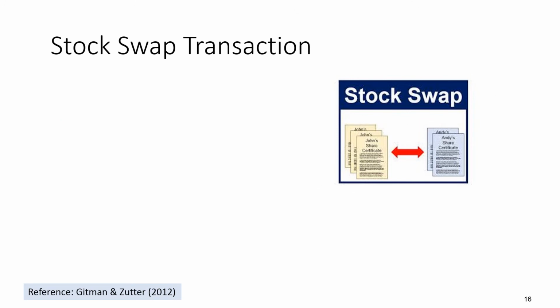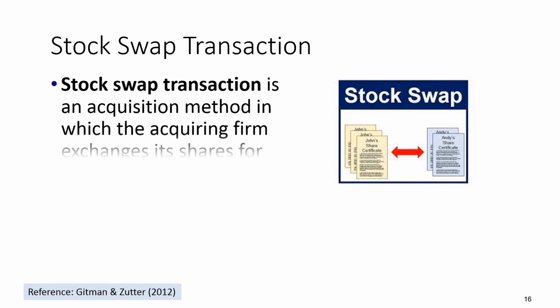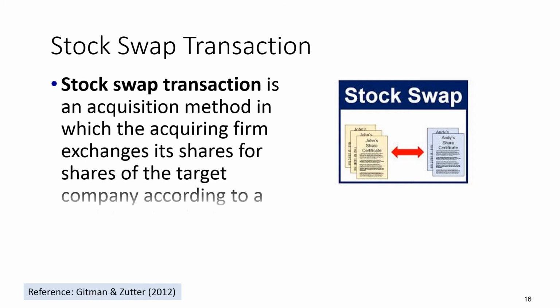The use of stock swaps to finance mergers is a popular approach. What is a stock swap transaction? Stock swap transaction is an acquisition method in which the acquiring firm exchanges its shares for shares of the target company according to a predetermined ratio. This means the acquisition is paid for using an exchange of common stock. The ratio of exchange of shares is determined in the merger negotiation.